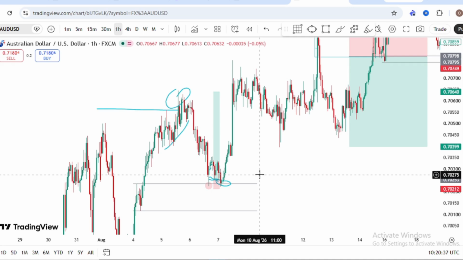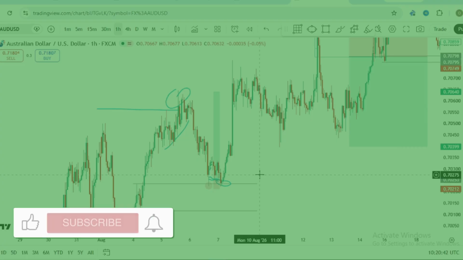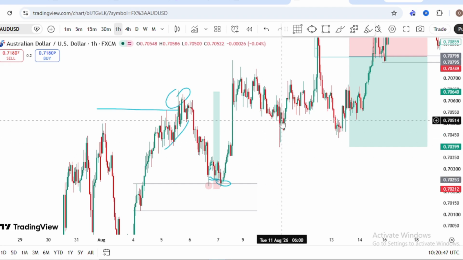Smart money concepts don't fail. Traders fail by using them wrongly.